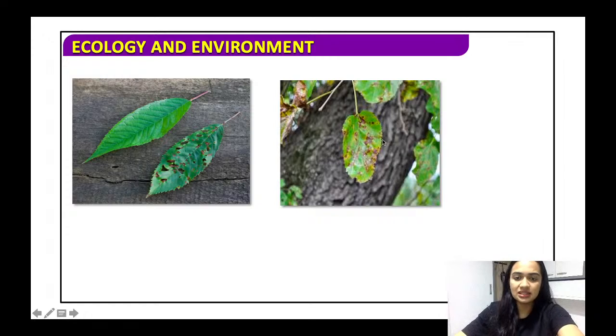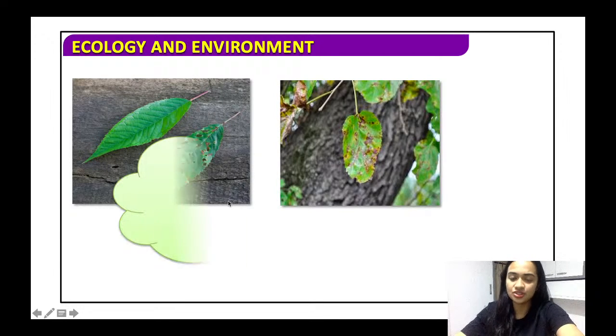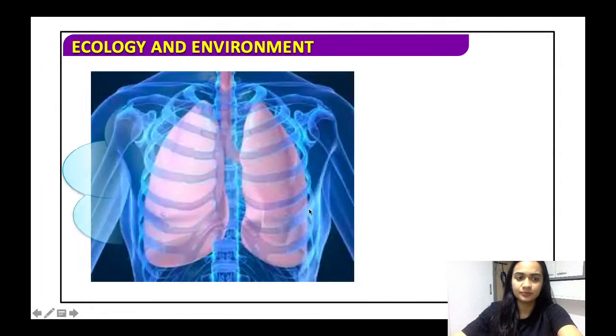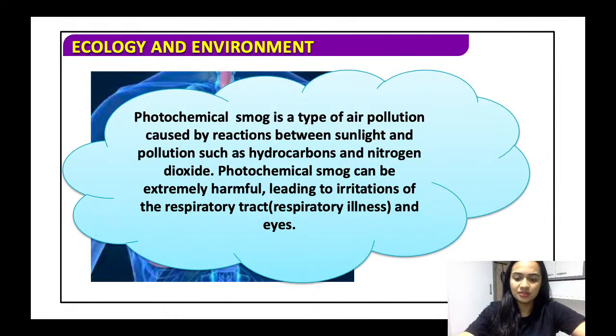So this you can see कि leaf कैसे acid rain की वजह से, due to the acidic condition, this leaf could not take it up, and how it has oxidized or burnt, a slight burn is caused, and how these leaves are damaged. तो इसलिए ये हमारे जो मेनली क्रॉप्स है उन सबको बहुत अफेक्ट करता है. So the effect of nitrogen oxides on plants will include the occurrence of necrotic spots on the surface of the leaves. तो ये जो spots जो आते हैं इनको क्या कहते हैं? Necrotic spots. Necrotic basically means what is deadly.